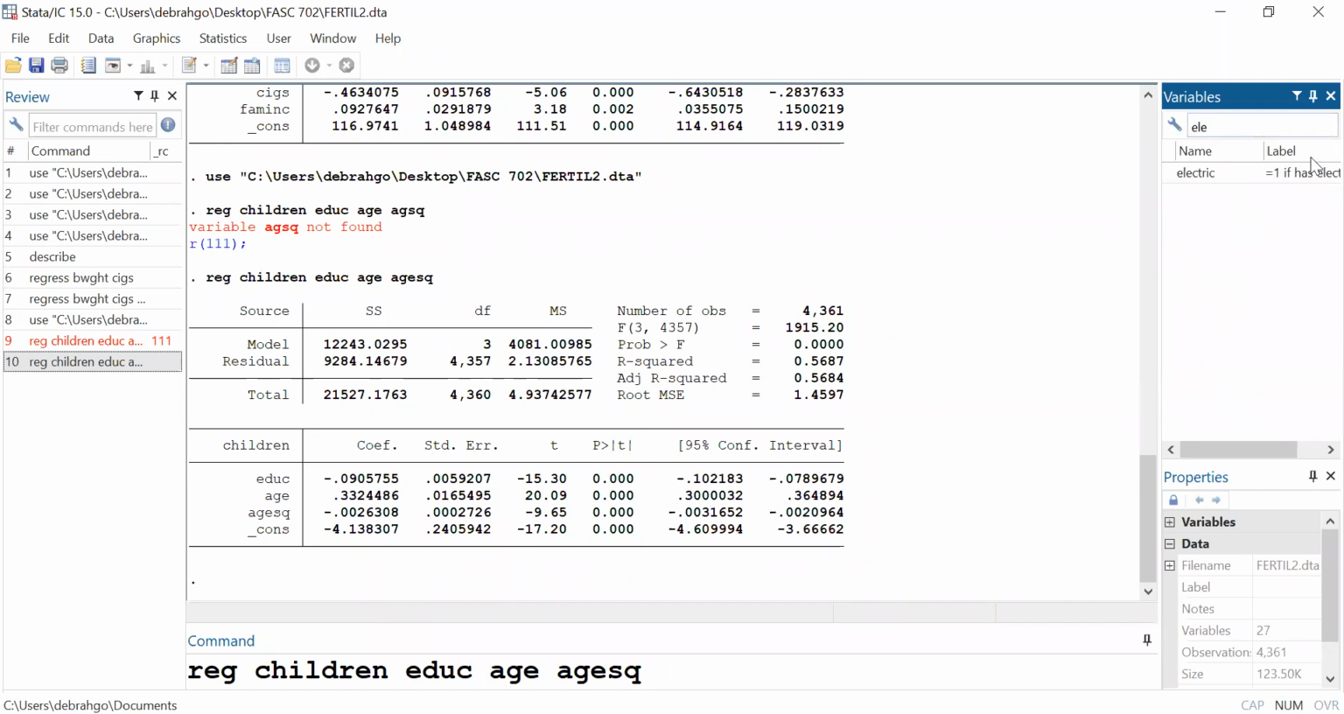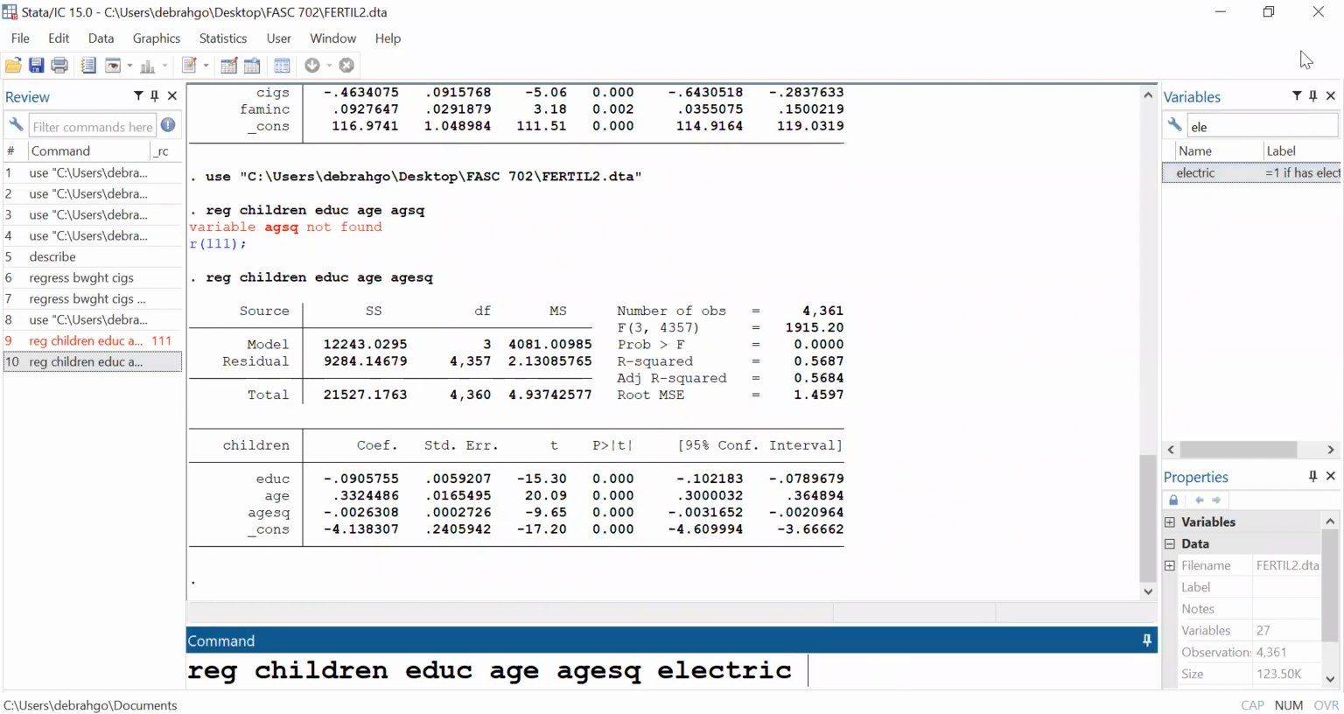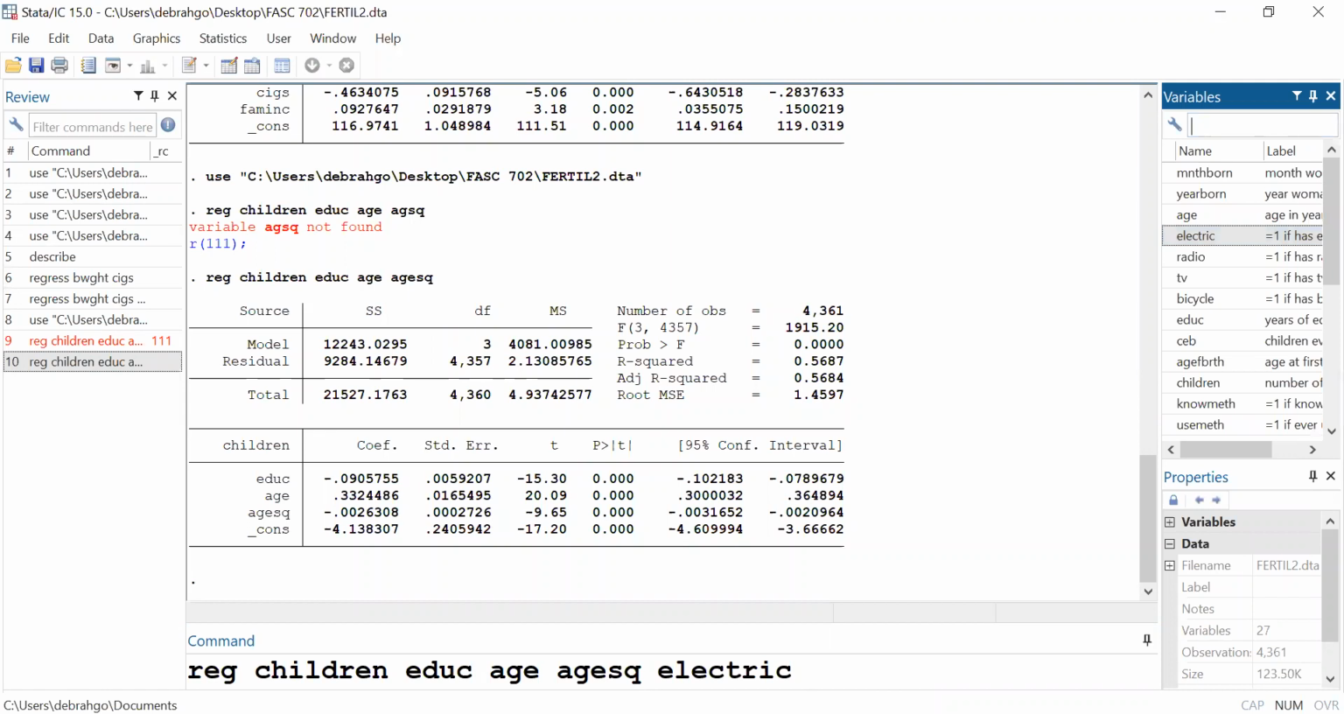Television. Electricity, television, and bicycle. Electricity. You must pick them the way they are spelled in the data, how they were coded. TV, and then bicycle.